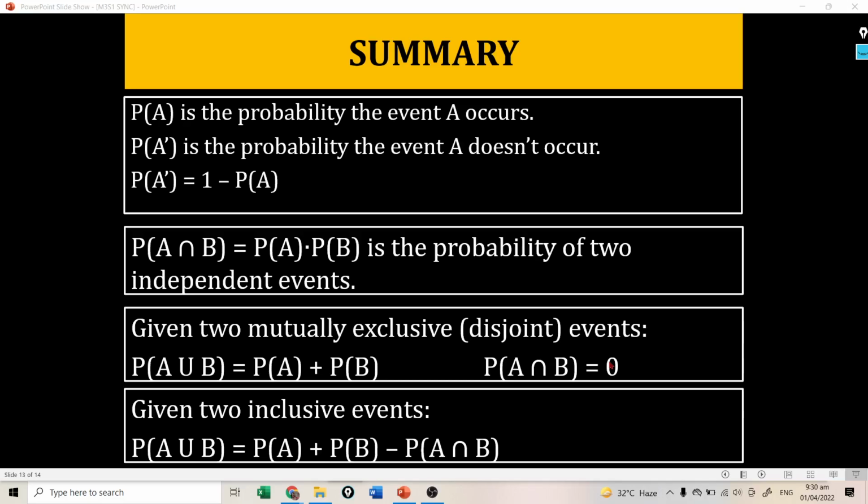If you have mutually exclusive or disjoint events, there's no intersection, so you can just add them: the probability of one happening or the other happening. Now, for inclusive events, on the other hand, you need to subtract the intersection because you don't want to double count, of course.